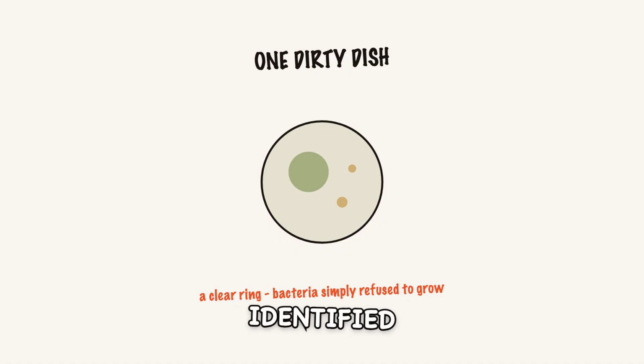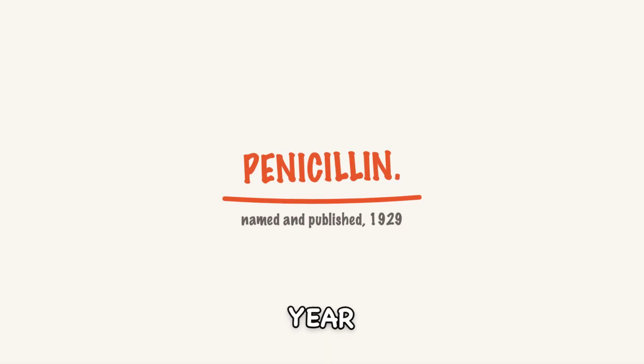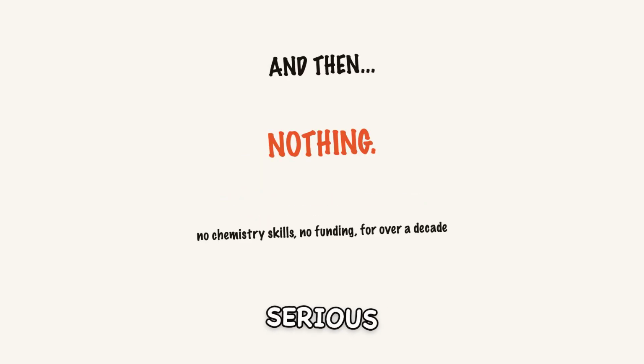Fleming correctly identified the antibacterial substance and named it penicillin, and he published his modest findings the following year, in 1929. And then almost nothing happened for over a decade. Fleming lacked the chemistry skills and, crucially, the funding to purify penicillin into a usable, stable medicine, and his relatively low-key published paper attracted little serious attention from the wider scientific community at the time.